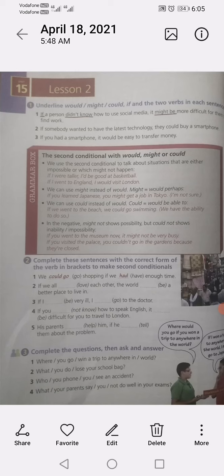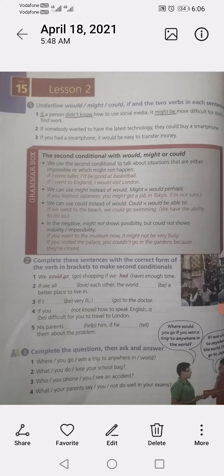Number 5, his parents help him if he tell them about the problem. So the answer will be, his parents could help him if he told them about the problem. Okay.